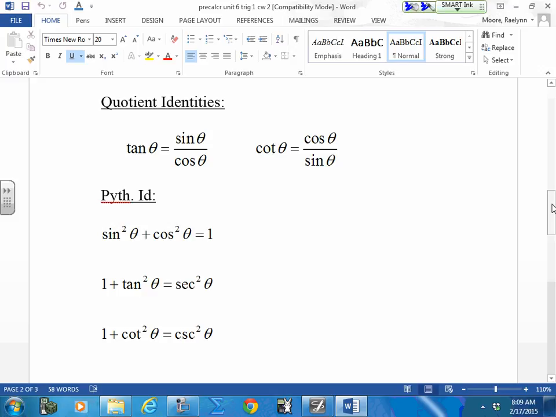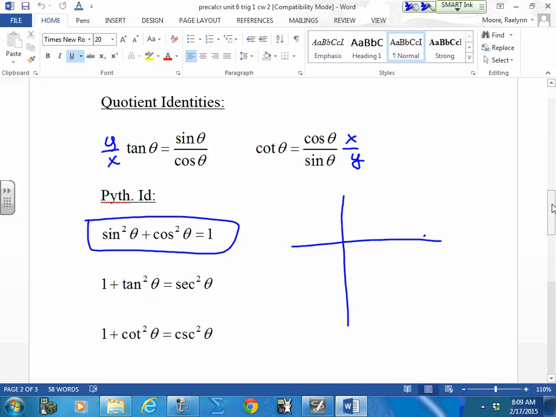Your tangent, again, is your sine over cosine. This is always helpful. That's always helpful to remember. And do you guys remember this one? Sine squared plus cosine squared equals 1. Oh, well, here's an easy way to remember this.